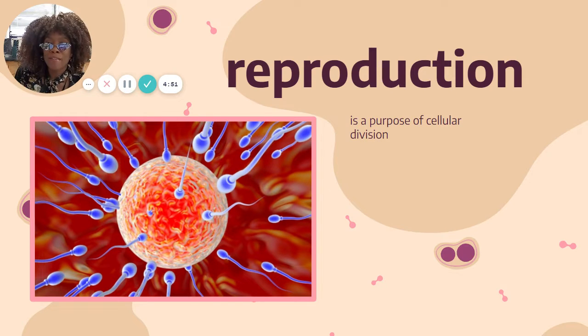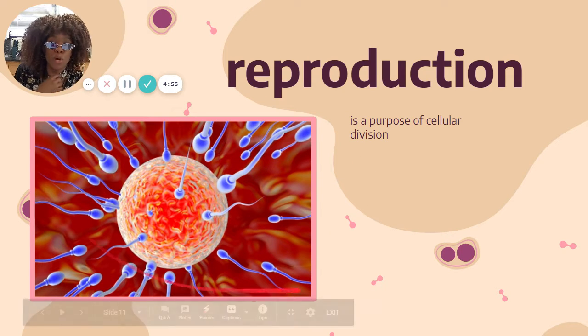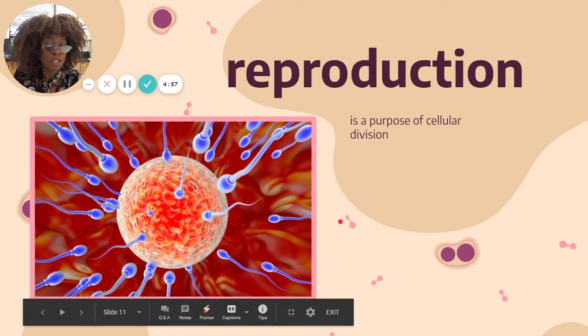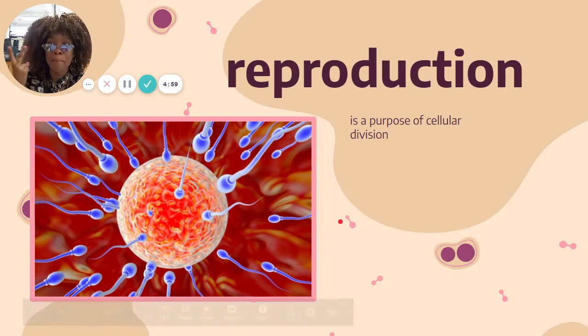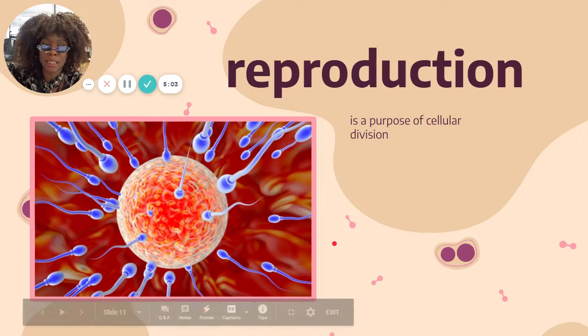Okay, and we'll have a separate lesson on that later on this week. Okay, so just so you know, it is still a type of cell division. There are two types, mitosis and meiosis. So we'll talk about meiosis later, but today we're focusing on mitosis.